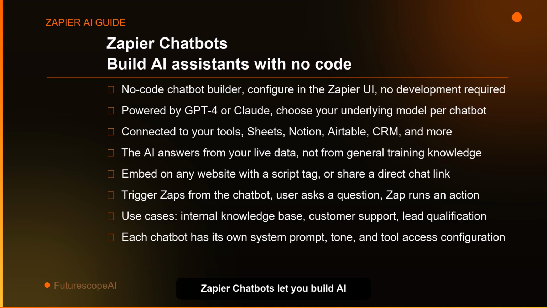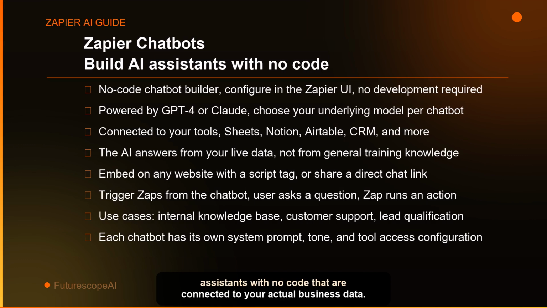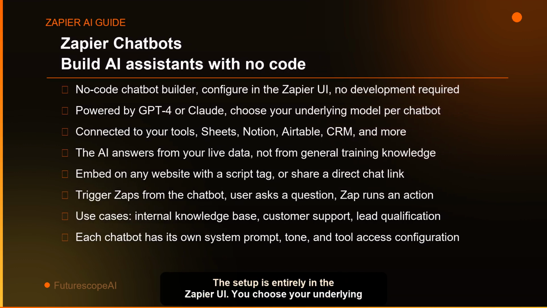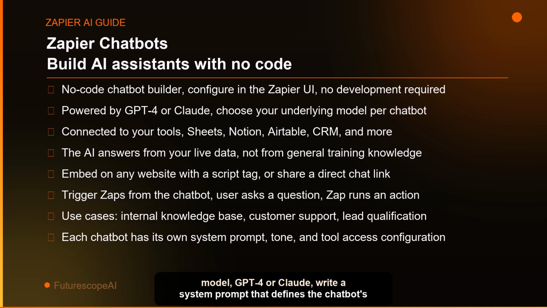Zapier Chatbots let you build AI assistants with no code that are connected to your actual business data. The setup is entirely in the Zapier UI. You choose your underlying model, GPT-4 or Claude, write a system prompt that defines the chatbot's behavior and tone, and connect it to the tools it needs access to: Google Sheets, Notion, Airtable, your CRM, or any other connected app.